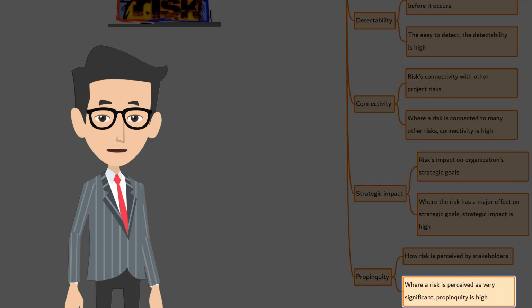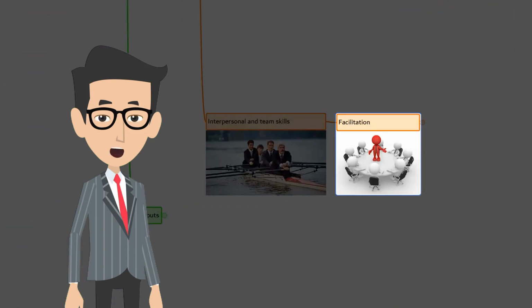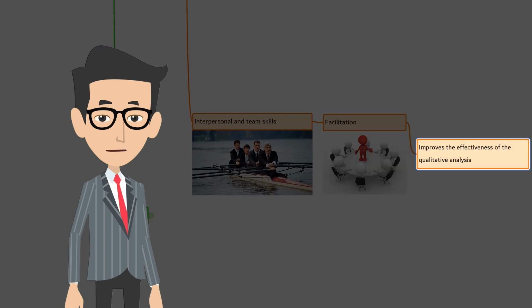impact. The next one is interpersonal and team skills. Facilitation. Facilitation improves the effectiveness of qualitative analysis of individual project risk. A skilled facilitator can help participants remain focused on the risk analysis task, follow the method associated with the techniques accurately, reach consensus on assessment of probability and impact, identify and overcome sources of bias, and resolve any disagreement that may arise.